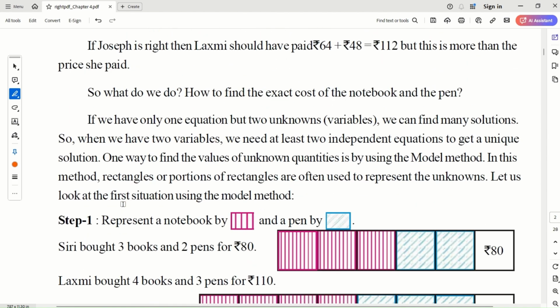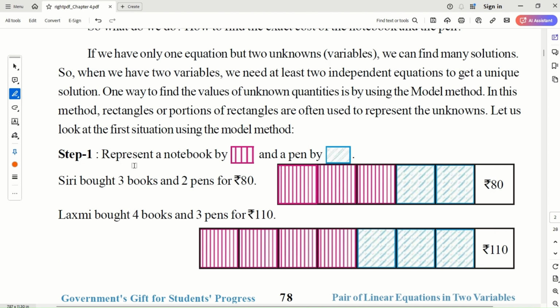So you keep on making such guesses, but how long will you keep guessing to make sure that the variable values are correct? So one method is the box method, or model method, as we call it. What we will do is represent the notebook by a red box, and a pen by a blue box.